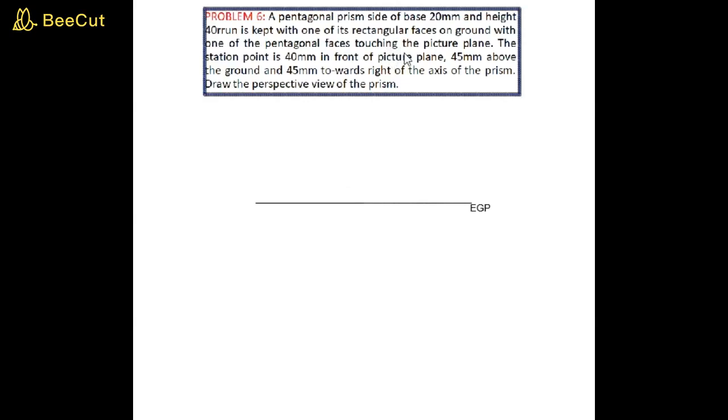Since the central plane is towards the right side of that particular object, you can draw the pentagon on the left side. Since it is a prism, we have total 10 points, 5 points in the front surface, 5 points in the back surface. We can name the points A, B, C, D, E, F, G, H, I, J. A, B, C, D, E is the front surface, and F, G, H, I, J is the back surface. After drawing this, you can draw the PPP line.